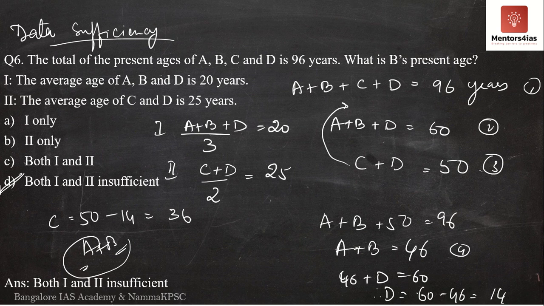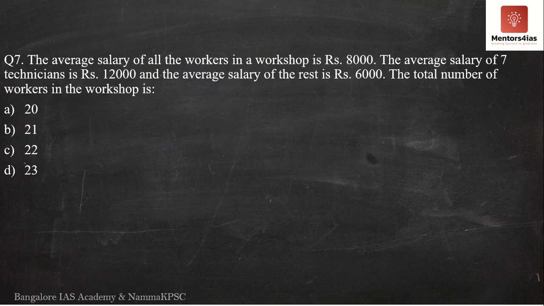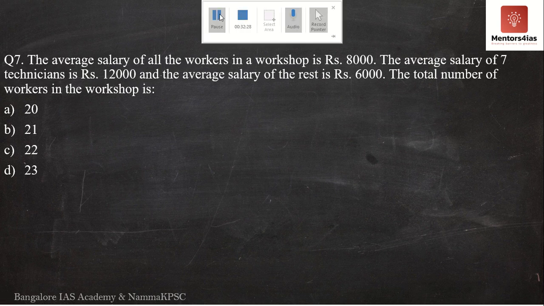So now let us move on to the next question, question number 7. What does question number 7 say? It says the average salary of all the workers in a workshop is rupees 8,000. The average salary of 7 technicians is rupees 12,000 and the average salary of the rest is rupees 6,000. What is the total number of workers in the workshop?